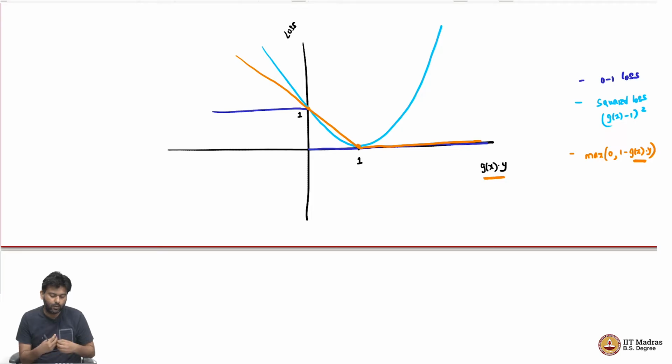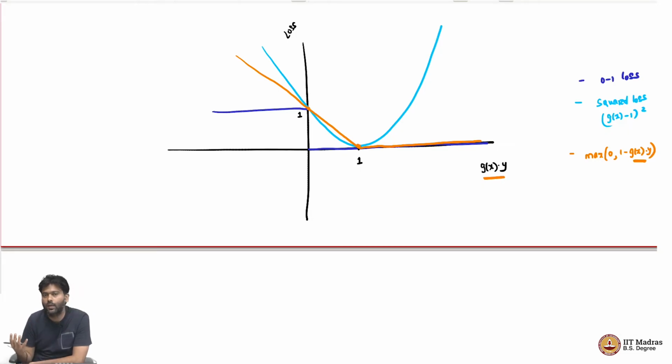Now, the nice property of the orange line, which is the SVM's loss, is that it is in some sense the best convex approximation of the 0-1 loss. You can think of it that way, right. So, this orange line is a convex function of g(x) times y. The light blue line is also a convex function, but it is not a great approximation for the dark blue line. On the other hand, the orange line is a convex function, which is why solving the problem is easier, and it is also a good approximation for the dark blue line, right.